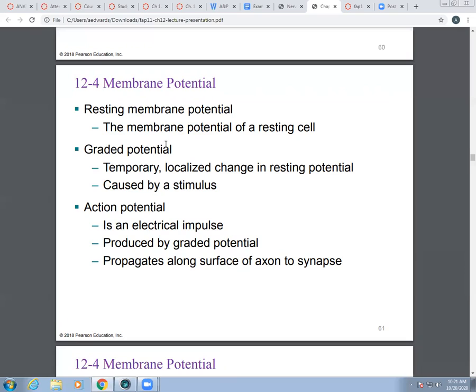You also can have a graded potential. It's a temporary and specific, or localized, change in the resting potential. And that happens when you've been presented with some stimulus. An action potential, basically, is an electrical impulse that happens because of the graded potential, because of that change. And it's going to move, or propagate, along the axon on the surface. And it's going to move toward the area called the synapse, okay, the ending of the axon terminal.